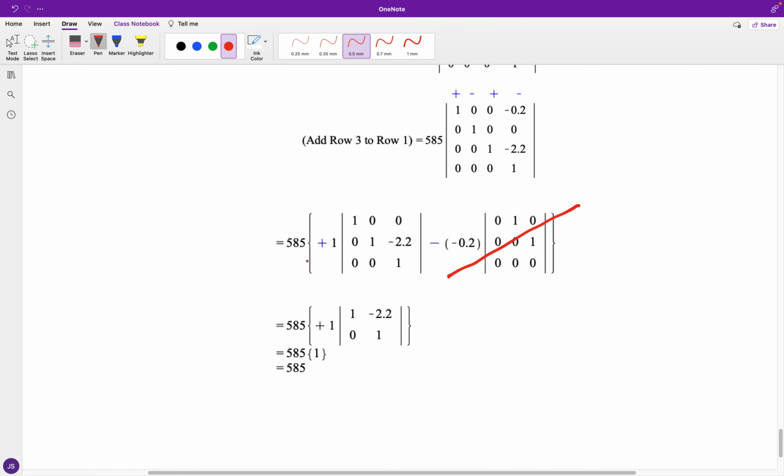And so what is left over, you have 585 times 1. So you got 585 times 1 is 585, and you got the +1. Looking at this particular part here, you have times, from this, the first row, first column minor, so you have 1, -2.2, 0, and 1. So you got 585, and 1 times 1 is 1, and 0 times -2.2 is 0, so you got 585 times 1 times 1, and the final result ends up at 585.